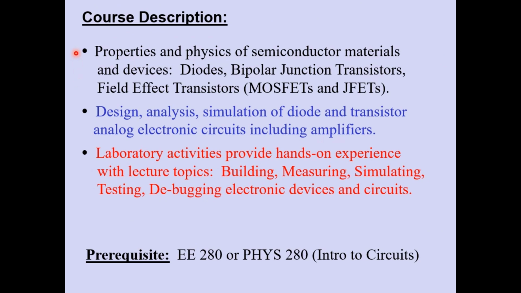So the course description: we're going to be studying the properties and physics of semiconductor materials and devices. The devices that we're going to be looking at are diodes, bipolar junction transistors, or BJTs, and field effect transistors, in particular the MOSFET and the JFET. So we will be covering design, analysis, and simulation of diode and transistor analog electronic circuits, including amplifiers. So notice this is an analog circuit class, not a digital circuit class.